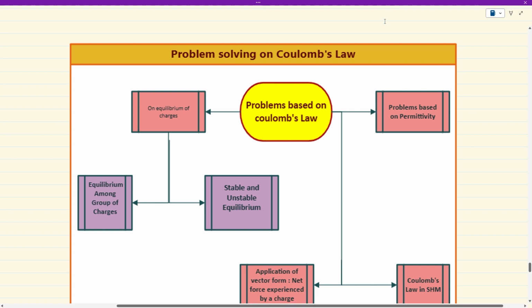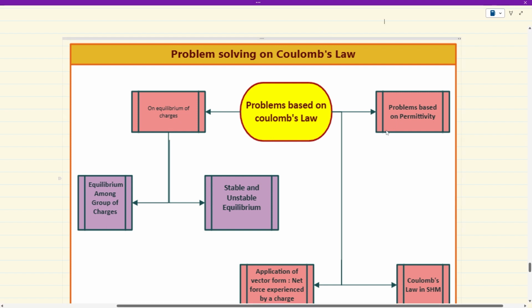If you go through the sums given in your textbook, Concept of Physics by H.C. Verma, Cengage, or any standard problem book, you will see that problems based on Coulomb's law are mainly divided into these four categories. First, equilibrium of charge, meaning equilibrium among a group of charges, where stable, unstable, and neutral equilibrium are considered.